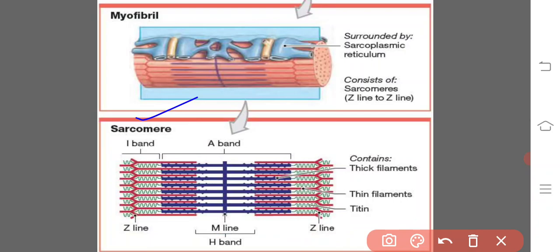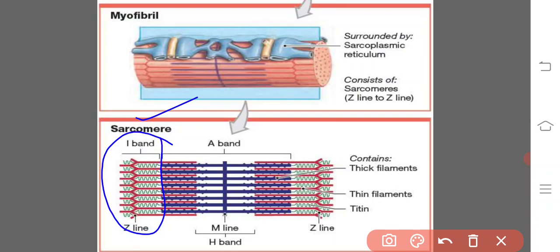The I band is a lighter, less dense area on each side of the Z disc and contains only actin thin filaments, which extend into the A band among the thick myosin filaments. Here you can observe the I band.